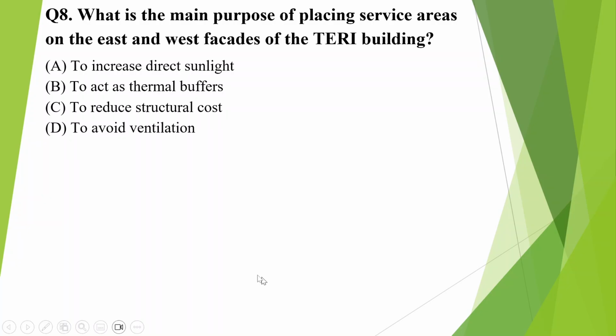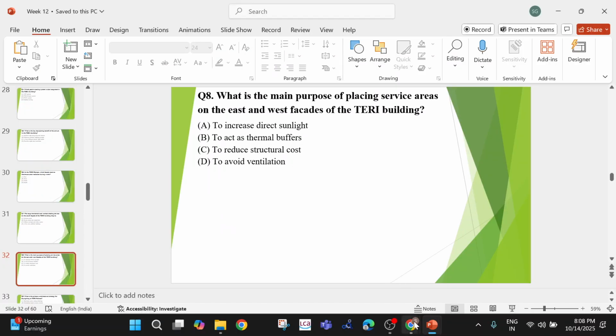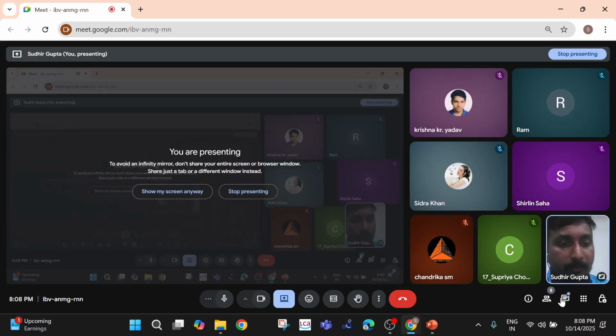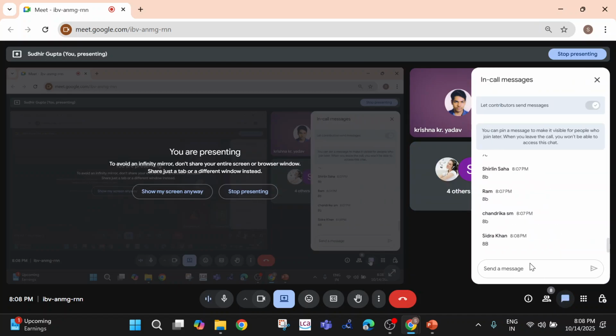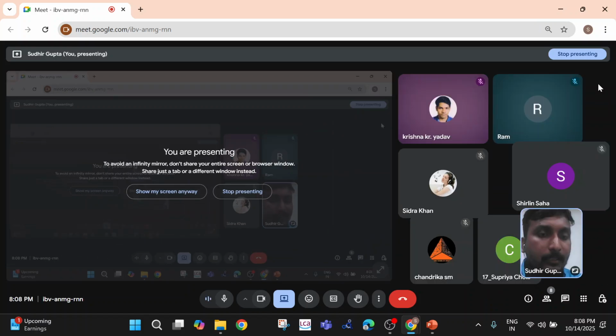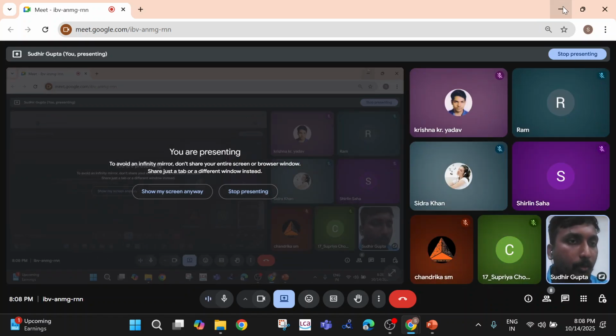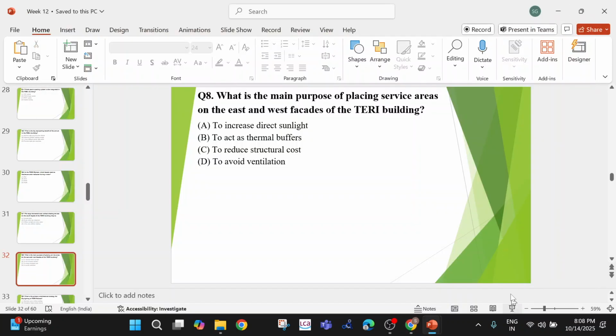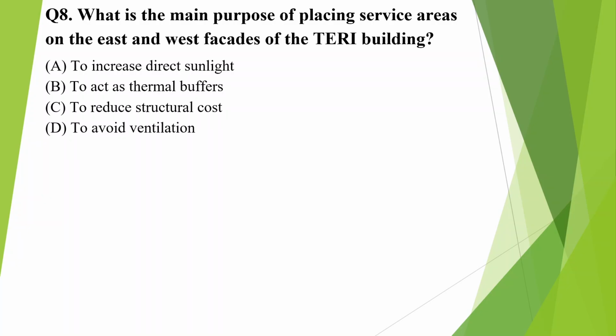So there is healthy competition among you all. Sometimes Sidra's answer is fast, sometimes Chandrika's, sometimes Shilin's, and all of you are able to relate to the questions that I discussed today, and all of you are able to give the answers also. So for question number 8, the correct answer is option D. All of you are correct.